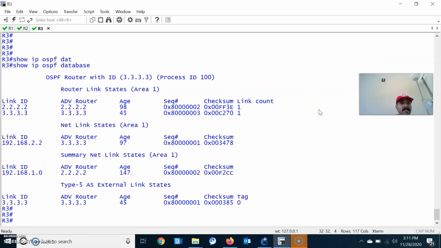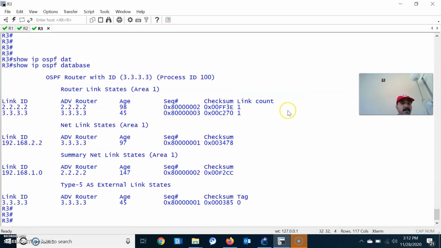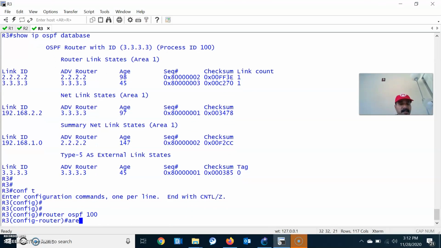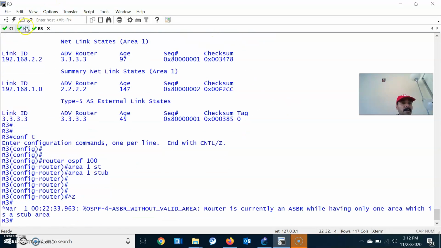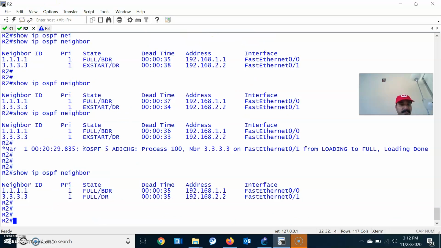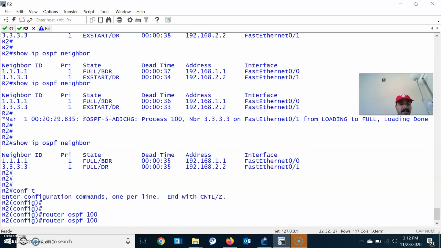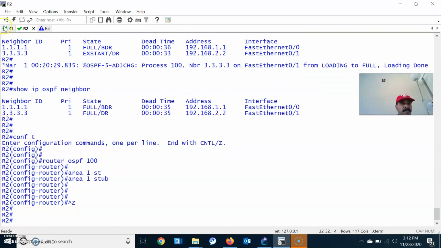So how can we prevent this? By configuring the stub routing. Once we configure this area 1 as a stub area, this will block the external route. So let us go to configuration mode, router OSPF 100. Let us configure area 1 as a stub area. In a similar way, go to R2 and configure it as a stub area. Configuration mode, router OSPF 100, area 1 stub. So this also I configured as a stub area.